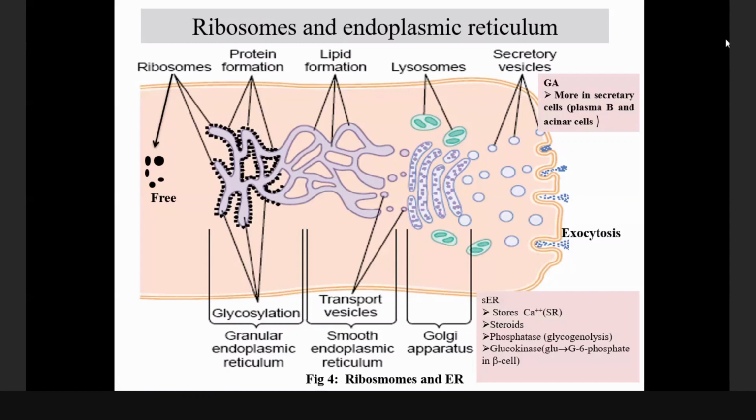So we are looking at the function of each organelle. The nucleus controls the cell activity. Ribosomes are important for the synthesis of protein. And not only ribosomes, even the rough endoplasmic reticulum is very important for the formation of proteins, but the smooth endoplasmic reticulum is very important for the synthesis or formation of lipids.